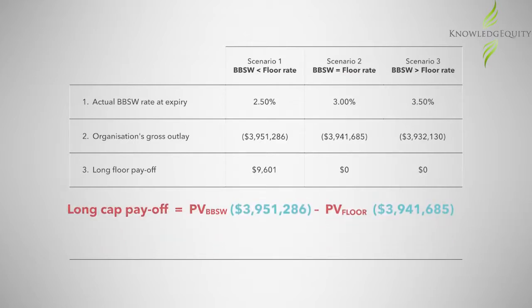$3,941,685. The long floor payoff is therefore the difference between the two present values, that is the $3,951,286 less the $3,941,685. The long payoff, therefore, is $9,601.